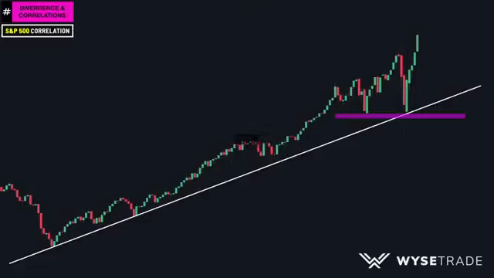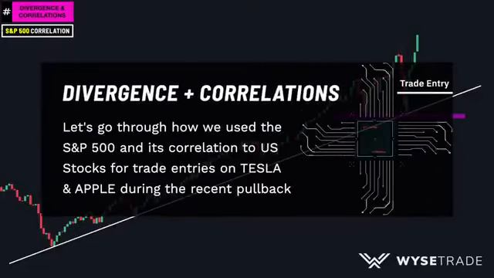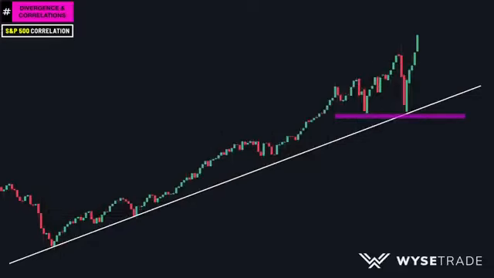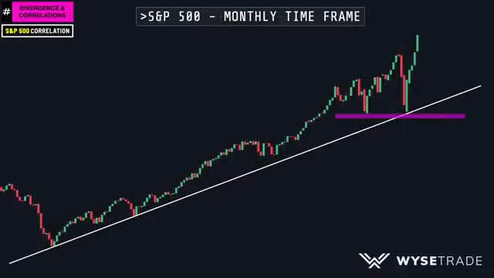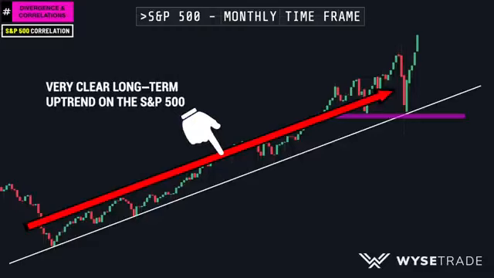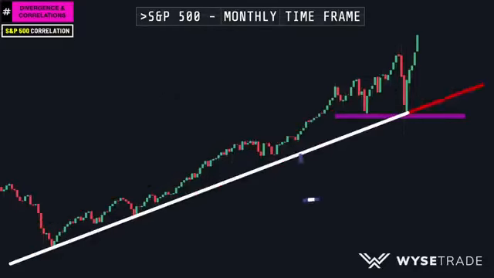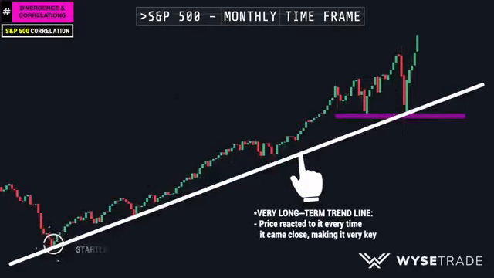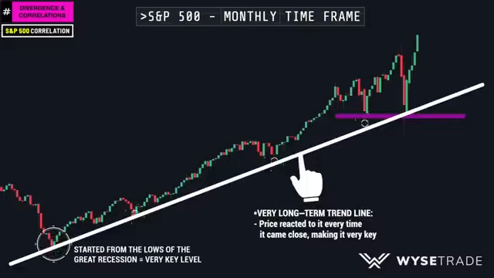Now that you understand correlations, let's break down how our members and us used correlations in combination with divergence for trade entries on Tesla and Apple during the recent market pullback. So let's first start with step 1, which was tracking the S&P 500. When you look at the monthly time frame, this is a very clear long-term uptrend. You then had your very long-term trend line that started all the way back to the Great Recession and has been respected every time price has reached it, which shows how key this trend line is.